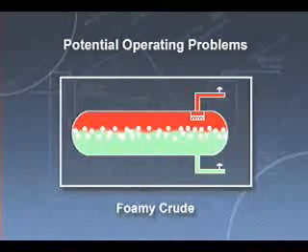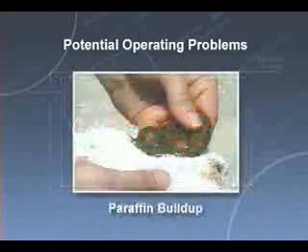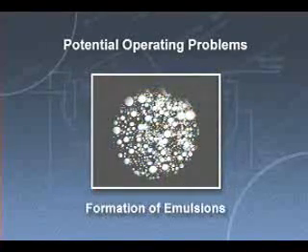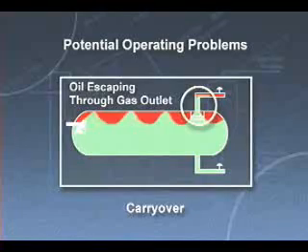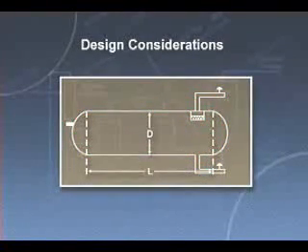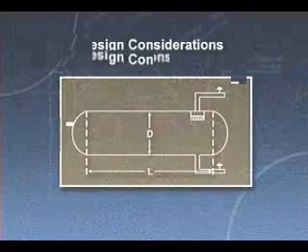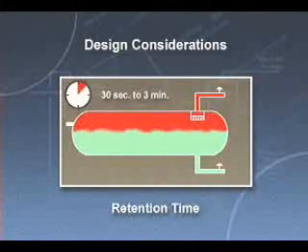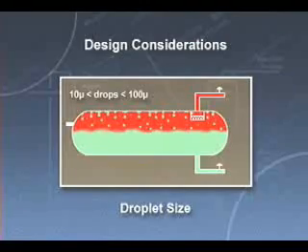Operating problems can occur with any separator configuration, including foaming crude, paraffin buildup, sand accumulation, formation of emulsions, liquid carryover, or gas blow-by. Proper design and sizing of separators is the best way to avoid these problems. Design procedures are based on a thorough understanding of separator operating principles and their relation to such variables as settling of the oil droplets, retention time, and droplet size.